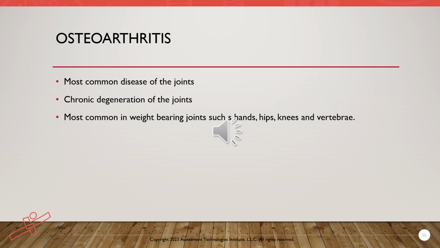Signs and symptoms are joint pain that worsens with activity and improves with rest, morning stiffness for approximately 30 minutes after waking, crepitus, swelling or tenderness, reduced range of motion, joint deformity in the late stages, and functional decline. OA is often asymmetrical, meaning one side of the body can be affected more than the other.